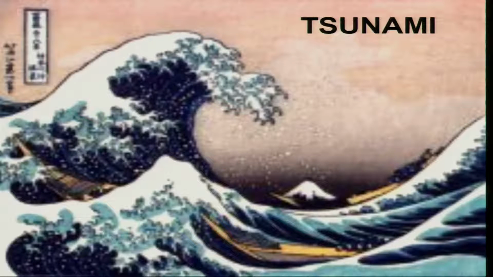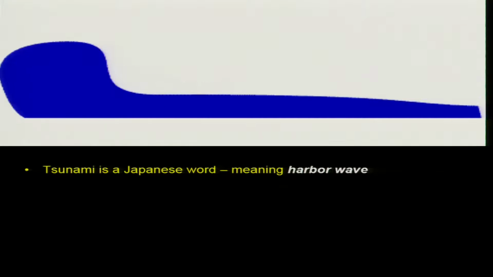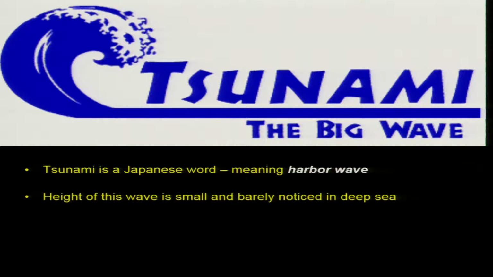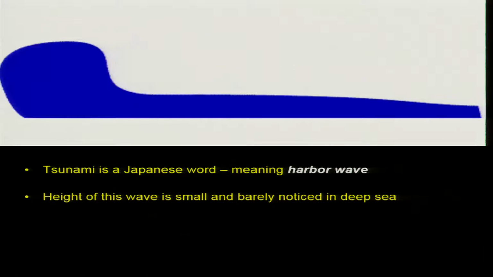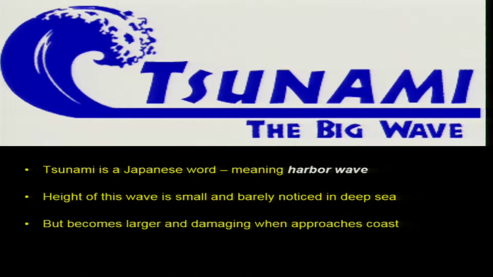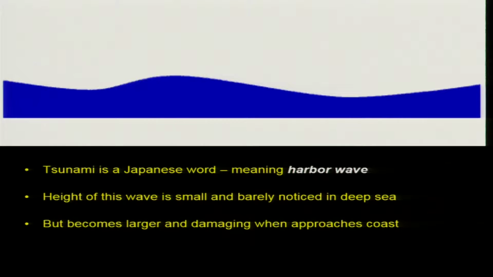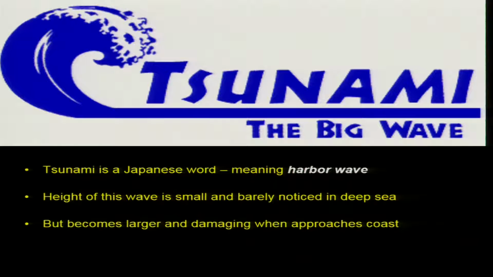So, let us talk about what a tsunami exactly means and how it is triggered. The word tsunami comes from Japanese and means harbor wave. The height of this wave is small and barely noticeable in the deep ocean, because the wavelength is very large, so the height is not visible. But it becomes larger and damaging when it approaches the coast, because the waves stack up and result in almost a sea wall.